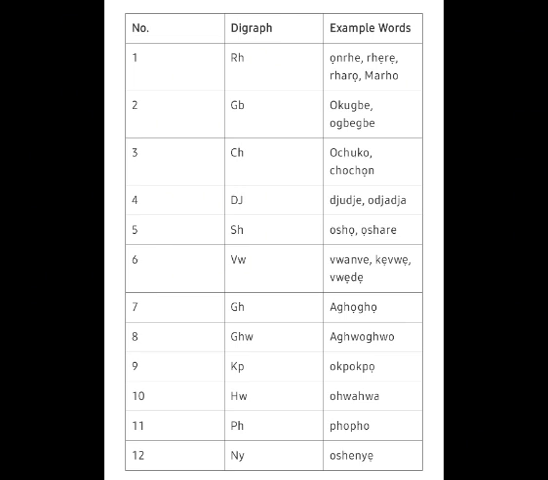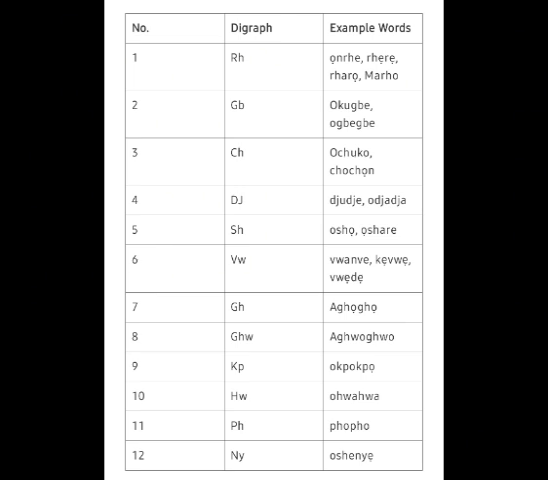So I have examples there. Okugbe. You can hear the B sound. The other one is ogbegbe. Then the third one, we've considered it before. The CH digraph. The example we have there is ochuko. The other one is chochon. The number 4 digraph is DJ. DJ is pronounced as G.